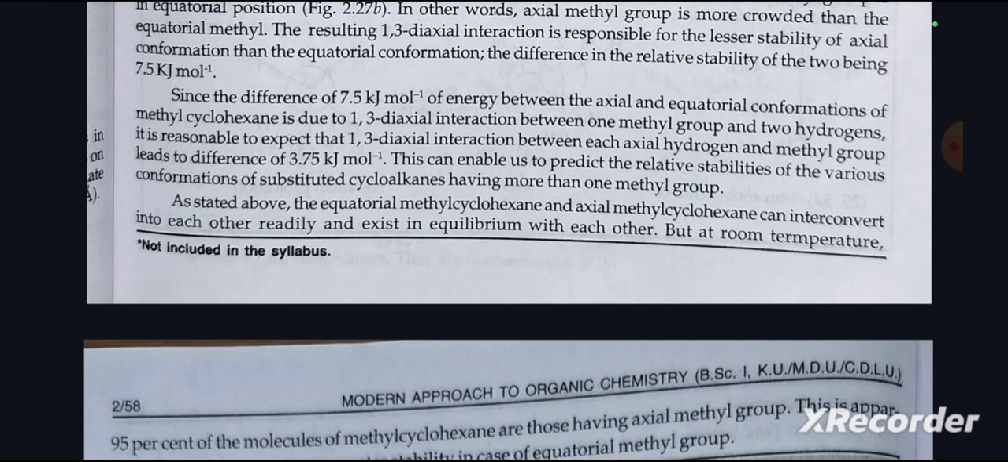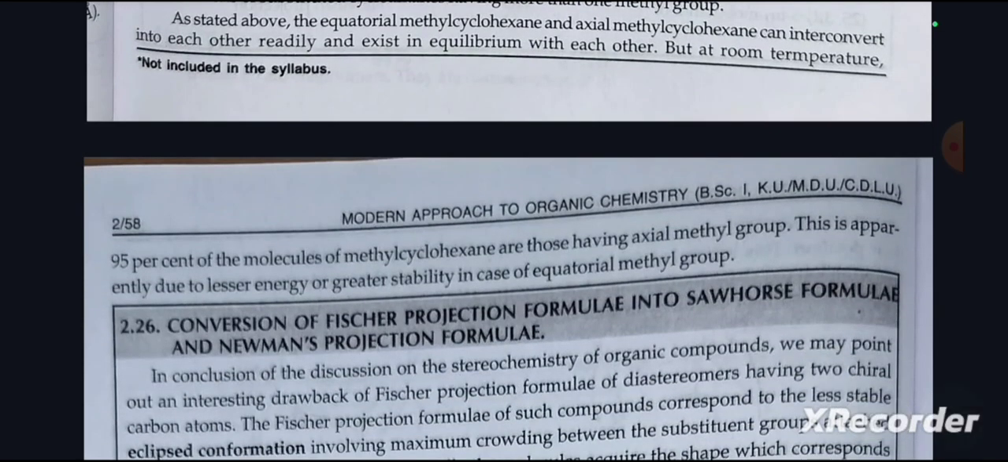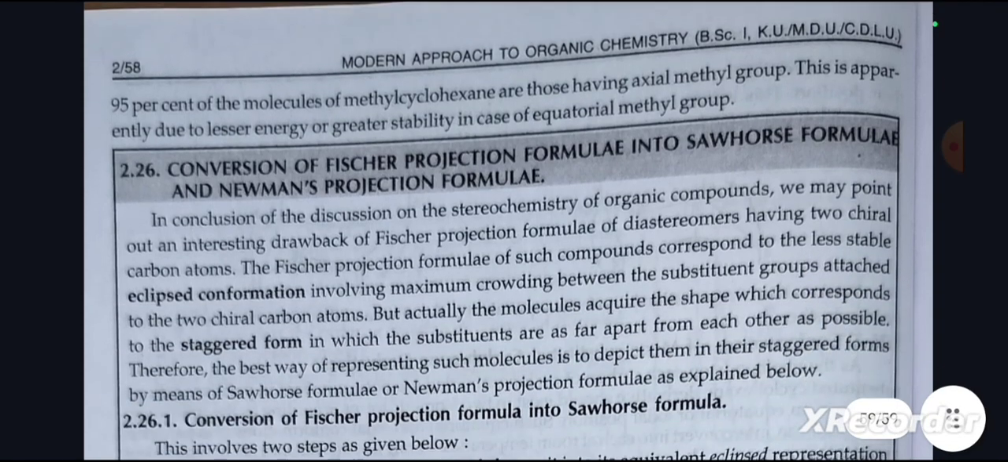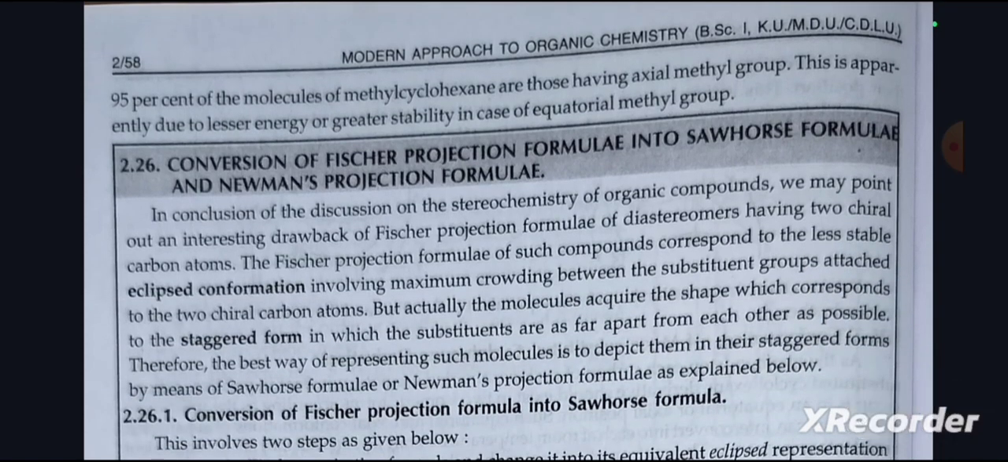This can enable us to predict the relative stabilities of the various conformations of substituted cycloalkanes having more than one methyl group. As stated above, equatorial methyl cyclohexane and axial methyl cyclohexane can interconvert readily and exist in equilibrium with each other. At room temperature, 85% of the molecules of methyl cyclohexane are those having equatorial methyl groups. This is apparently due to lesser energy or greater stability in the case of the equatorial methyl group.